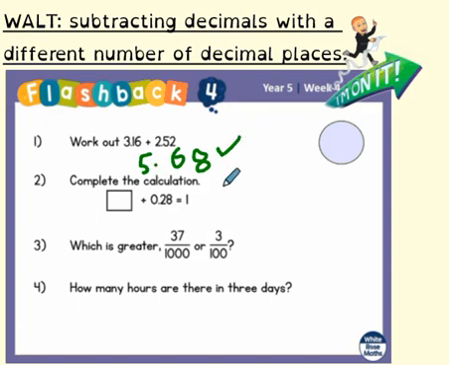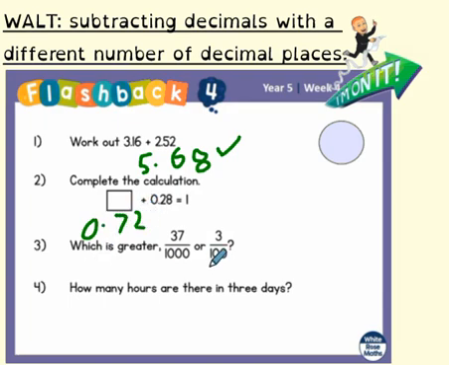Question 2, complete the calculation. Something add 0.28 equals 1 whole. What do I add to 28 hundredths, which is what this decimal is written as a fraction, to get me to 1 whole, or 100 hundredths? I add 72 hundredths to get there, or as a decimal, should I say, 0.72.